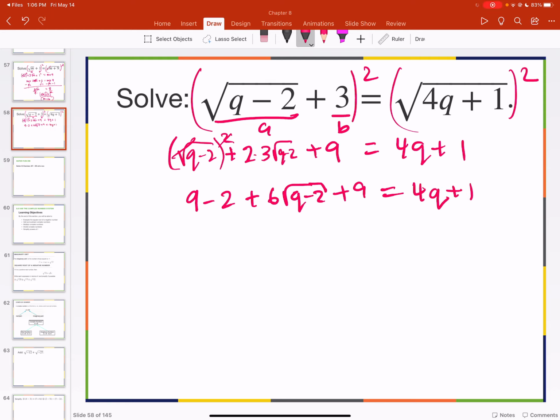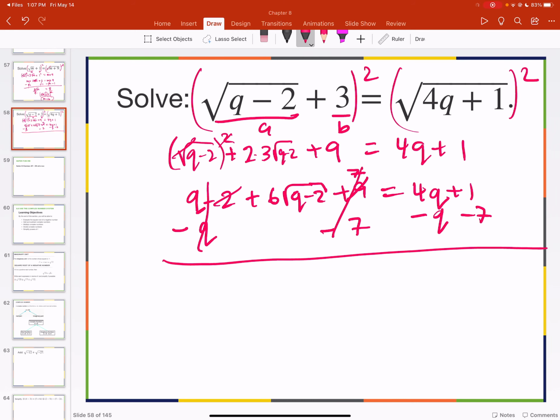Okay, so this is going to be, this is a q. So negative 2 plus 9 is 7. So let's subtract this q from both sides, move this over. This negative 2 and this 9 is 7, so minus 7, minus 7. So we get 6 square root of q minus 2 is equal to 3q minus 6, divide by 6, okay?